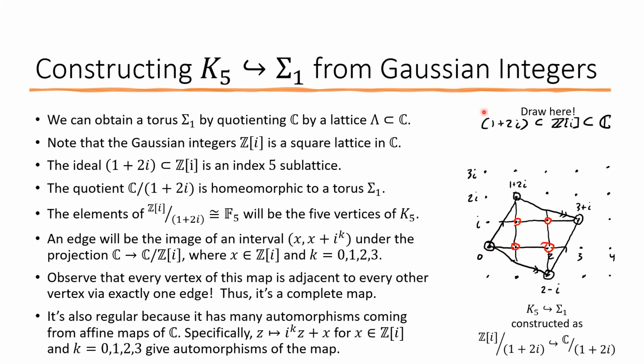And all of these automorphisms are going to permute the flags of this map transitively. So then you have a complete regular map. So this is my second example of a complete regular map, and the way we constructed it is by going through the Gaussian integers.